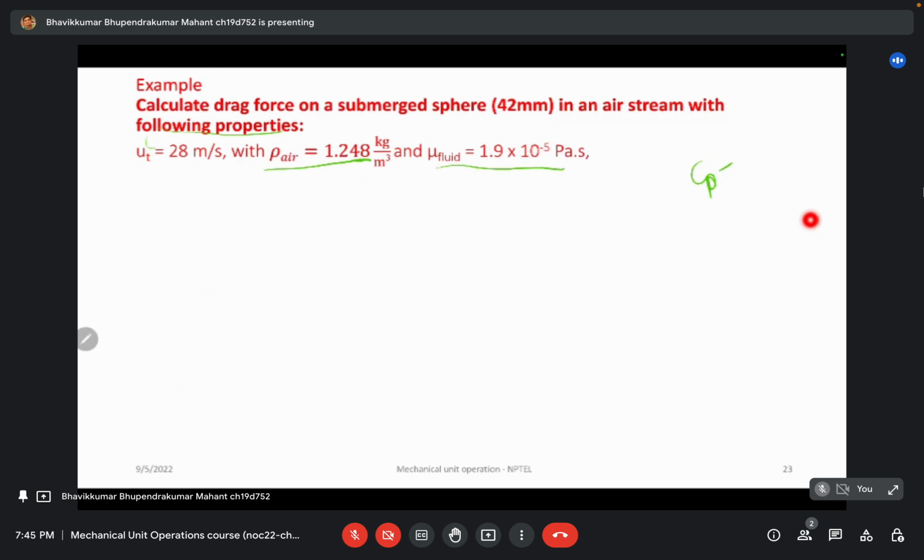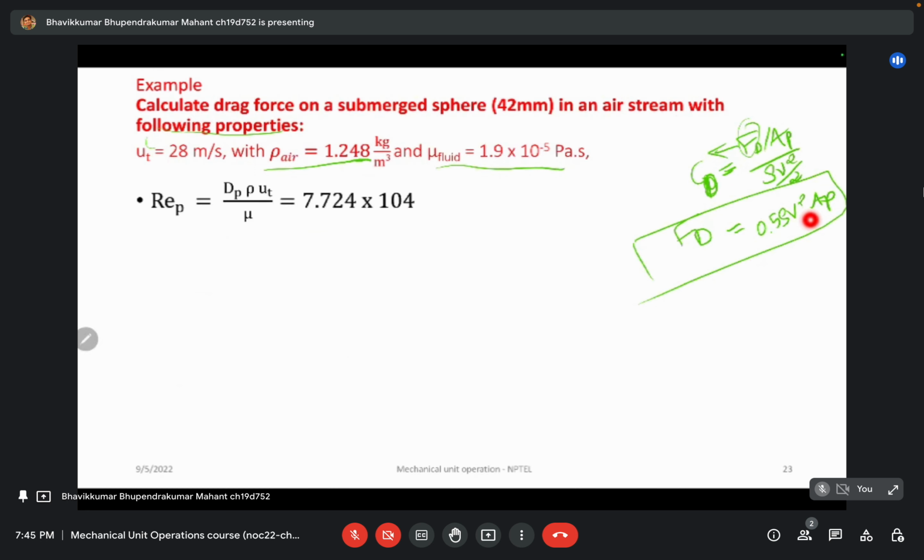Always remember, this is the drag coefficient: F_D by A_P equals rho V square by 2. If you want to find the drag force, then you need to do it like that: F_D equals 0.5 C_D rho V square A_P. You have to substitute the values into this.